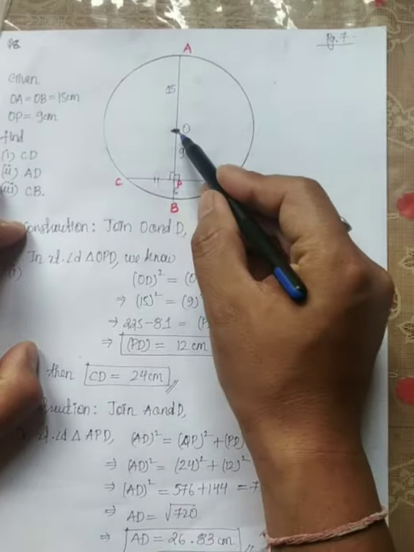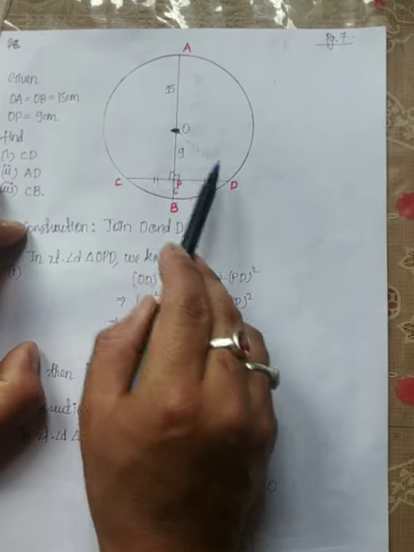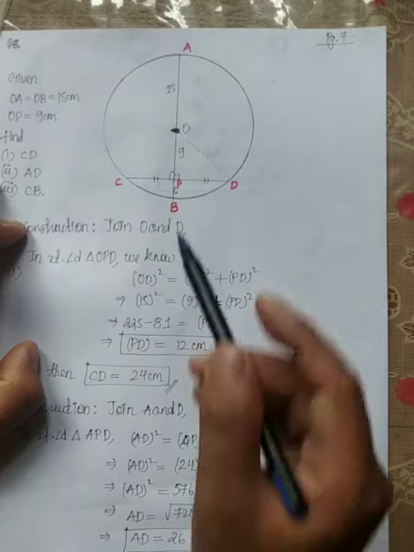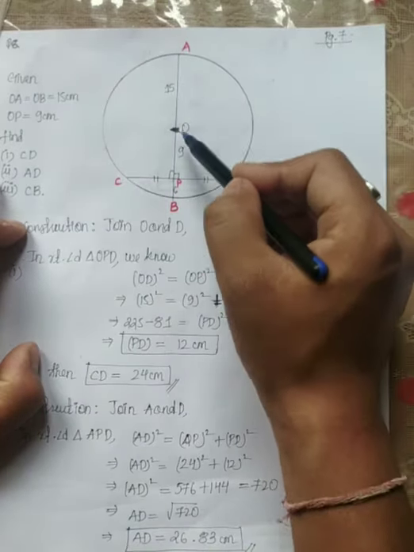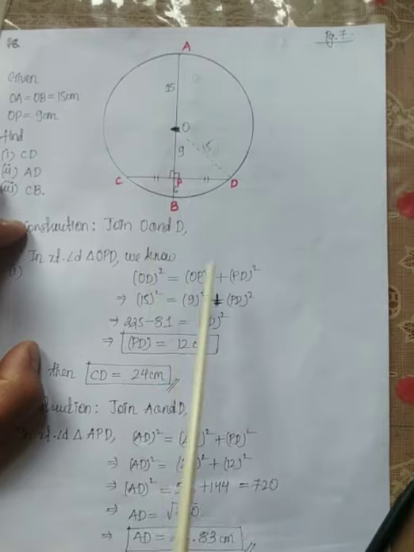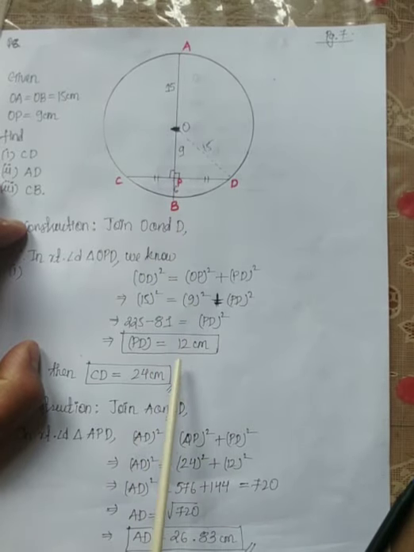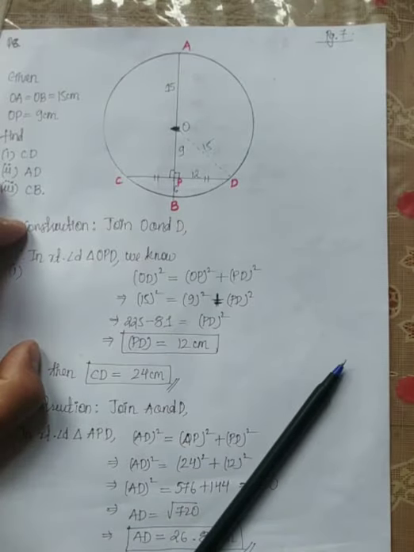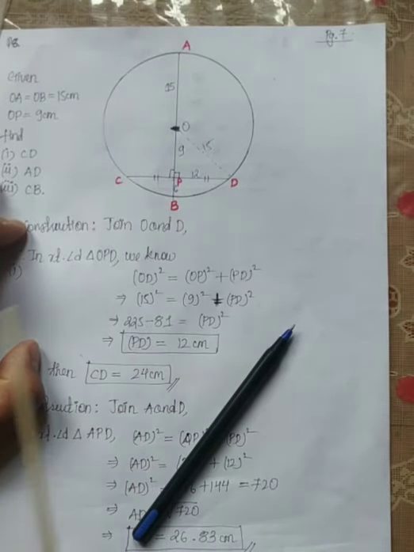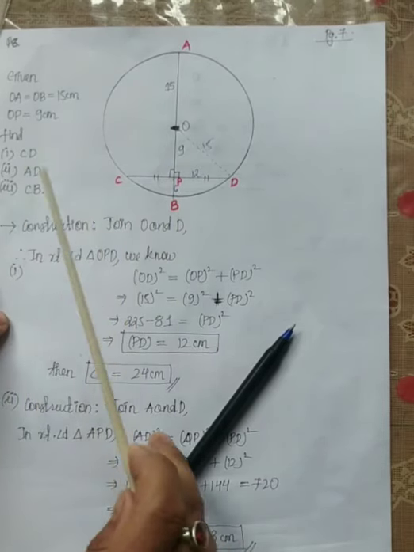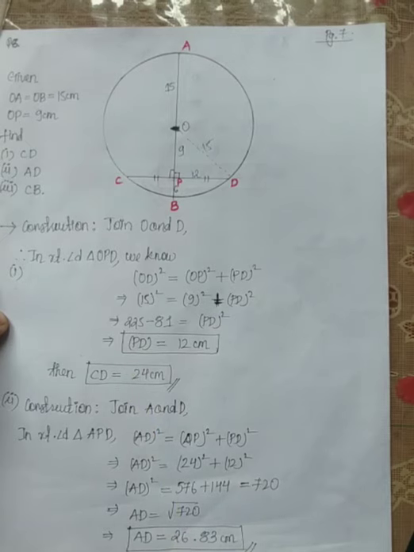Because O is the center, if I join any straight line from center to circumference, it is the radius, isn't it? And I know the value of the radius. If this is 15, then this is also how much? 15. So now the calculation becomes very easy. 15 square equals 9 square plus PD square. So find the length of PD. PD is 12. Once I get PD equals 12, what will be the length of CD? No doubt it will be 24. 12 plus 12 is 24. So for question number 1, the length of CD is 24.